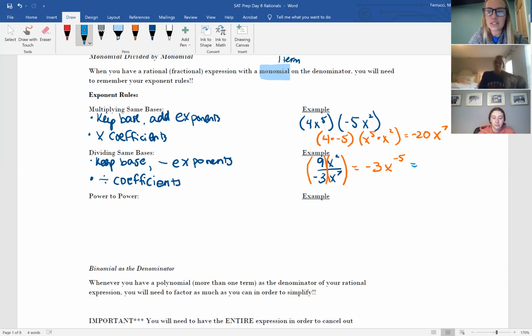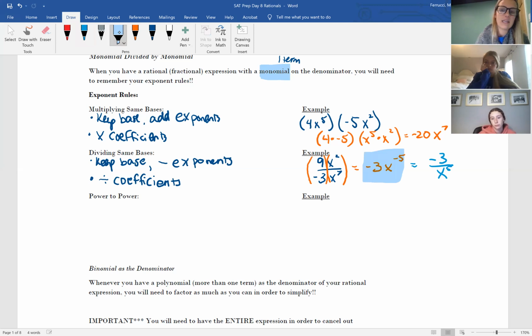Okay, so the negative 3 doesn't have an exponent, so you just keep that there. But the x to negative 5, if you wanted it to be good or positive, you send it down to the basement, or the denominator, and it becomes a positive x to the 5th. Okay, so you might see an answer that looks like this, or you could see an answer that looks like this. Either one is correct.